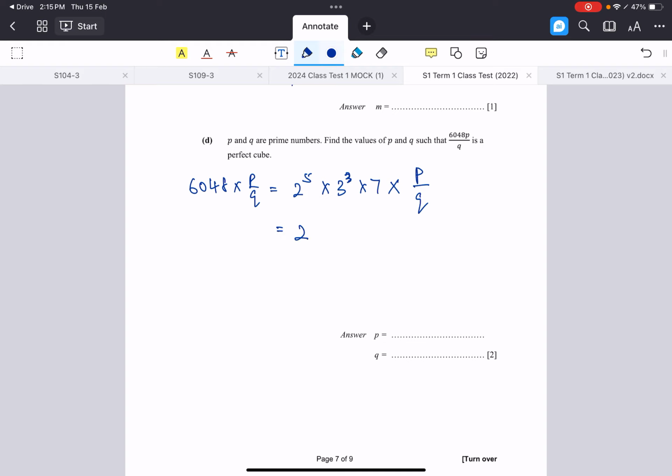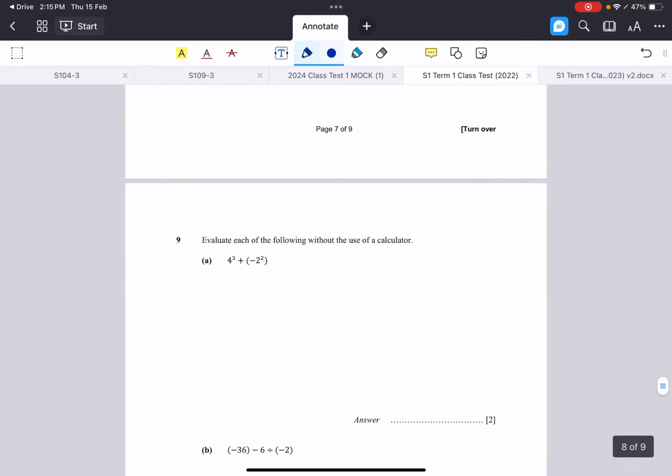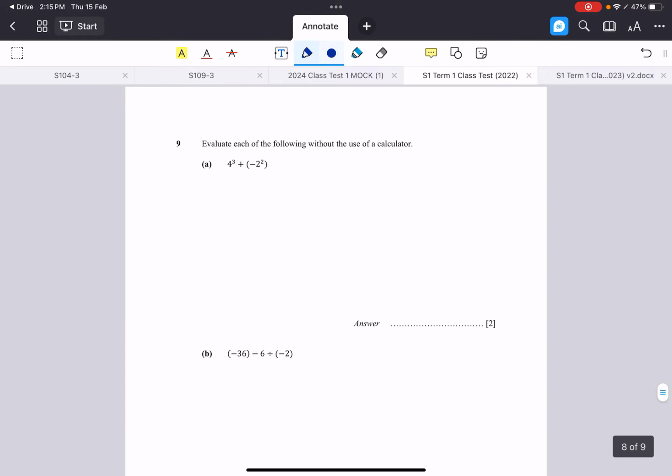So we want this to be 2 to the power of, well, 5 to the next multiple of 3, we can get 6. 3 to the power 3 is fine, right? And we want to get rid of the 7, right? So it's quite clear. So from here, just by quick comparison, my p is actually equal to 2, my q is actually equal to 7. Okay. Right, next question.